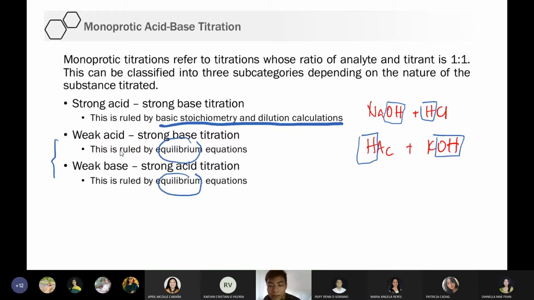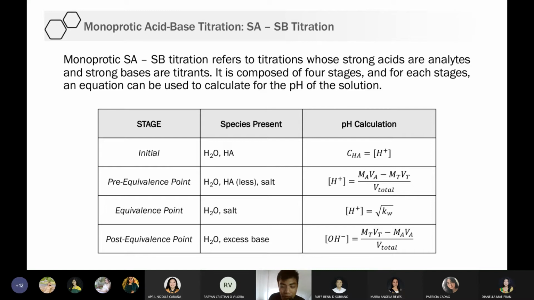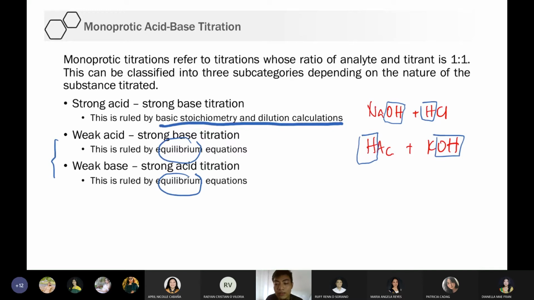So, ibig sabihin nun, depending on our situation, may equation na dapat gamitin. Okay? So, iba-iba yung equations na mae-encounter natin dito. Kaya, yun yung disclaimer ko. Ang daming equations dito. Pero, nilista ko na yun. Nilista ko na lahat ng equation na gagamitin. Ano lang kailangan mo gawin? You must identify kung anong type ng titration ginagawa mo. Is that a strong acid, strong base? Weak acid, strong base? Weak base, strong acid? Identify mo yon kung asan ka dyan.